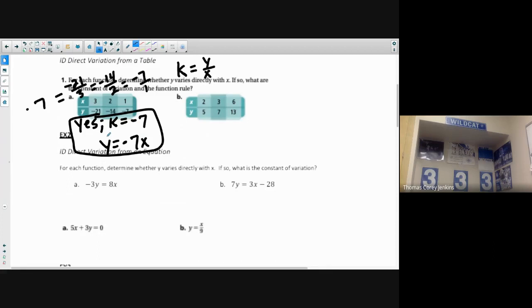Looking at example B, 5 over 2, is that the same thing as 7 over 3? The answer here is no. You could check that with division, but hopefully that's pretty obviously a no. So we don't need to go any further. So we just say no, and then there's nothing else really to it.